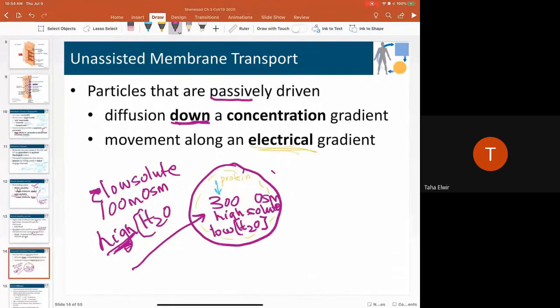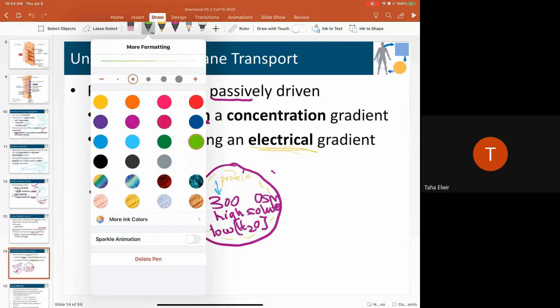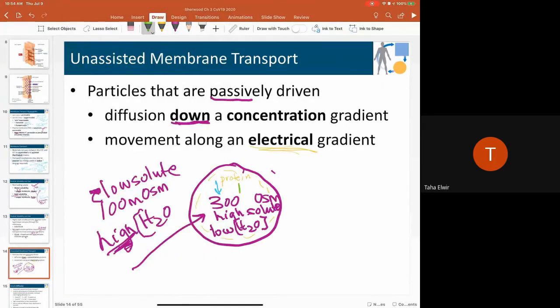Now let's go back here, get a green. We've got potassium high inside the cell and potassium low outside the cell. So we make a big K for high concentration and small k for low concentration. We have channels for potassium to leak out, and it would leak out down its concentration gradient from inside to outside. With potassium, it's got a concentration gradient to leave.